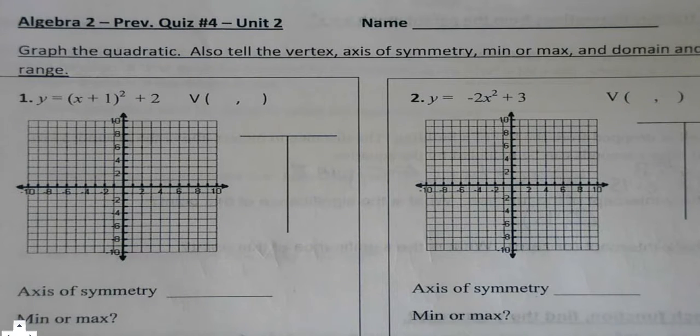All right, we are in review for the parabola quiz that we're going to be dealing with tomorrow. So on these first four, we're going to graph the quadratic. So we'll do our normal thing there. And then we're going to tell the vertex, the axis of symmetry, if my graph shows a min or a max, and domain and range. So the first part of this should be pretty easy.